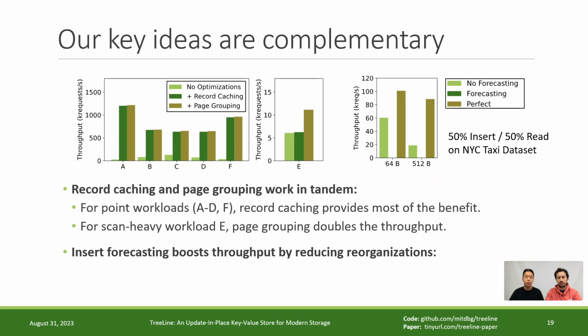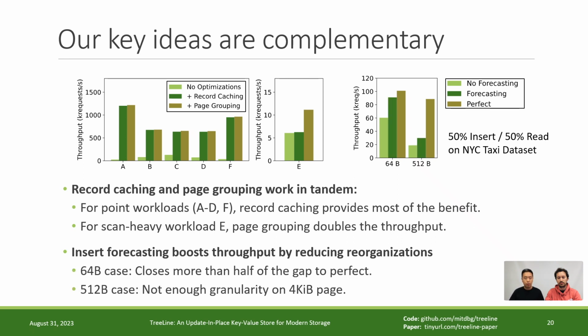And you can see with forecasting, which is this green bar, on 64-byte records, which are pretty small relative to the page size in Treeline, we're able to close more than half of the gap between no forecasting and having perfect forecasting. But on the 512-byte case, which has much larger records relative to the page size, there is still some more room for improvement. But overall, this shows that insert forecasting is able to boost Treeline's performance just by leaving the appropriate amount of space based on where it expects inserts to come. The reason why the 512-byte case does not do as well is because there's less granularity available on the page. There are fewer records that can actually fit on one of Treeline's pages in comparison to the 64-byte case.